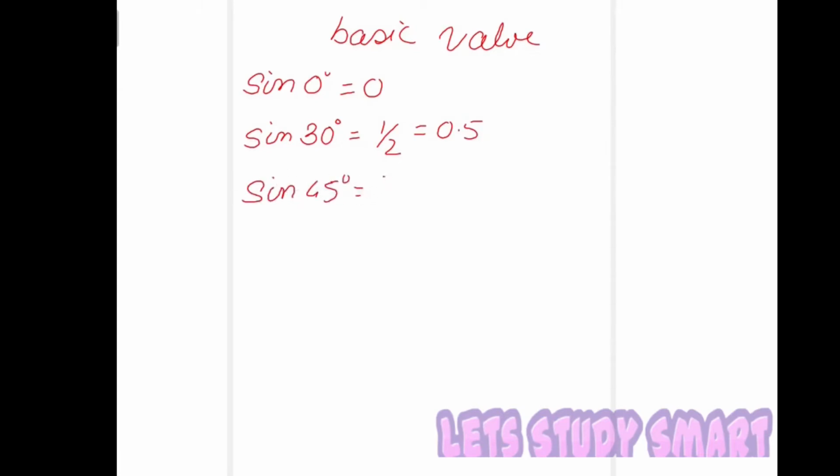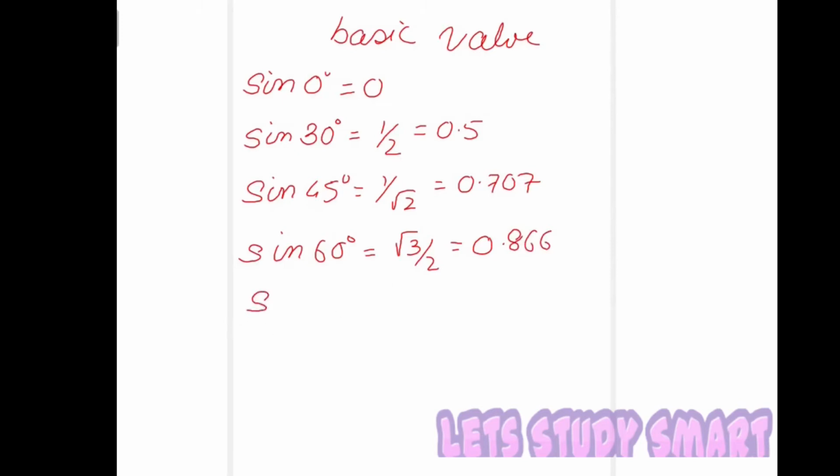Sine of 45 is 1 by root 2, which we call it as 0.707, or sine of 60, which we call it as root 3 by 2, or 0.866 is the exact value. Similarly, sine of 90 is 1. These are the standard values that we remember.